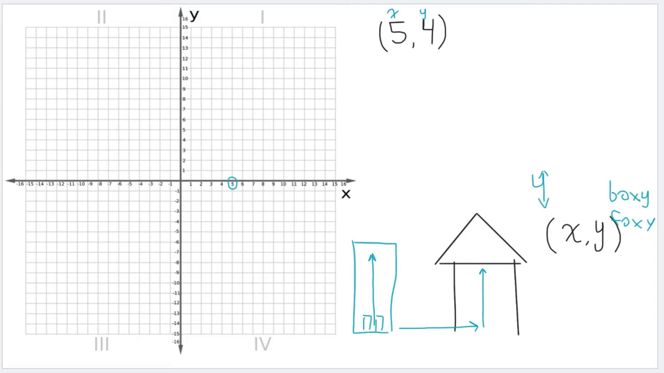It is 5. I'm going to change the color. Now I'm going to hop over. I'm going to say, yep, let's look for this y value. So I'm going to go up the elevator this time. I'm going to look for 4. I circle 4. Perfect.